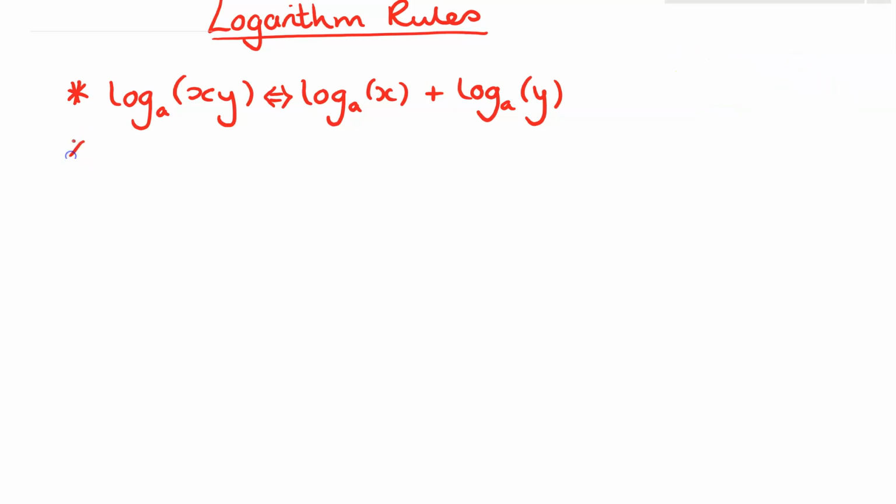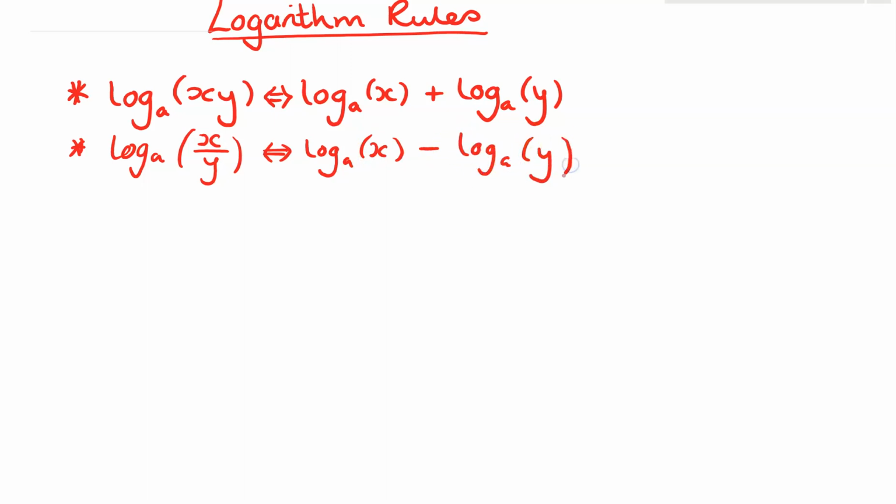Similarly, if it's a divide, so log to base a of x over y, same as indice rules, you get a minus. Then we have log to base a of 1 always being 0, because you know that anything to the power of 0 is always 1, so inverse of that means the log of 1 must always be 0.